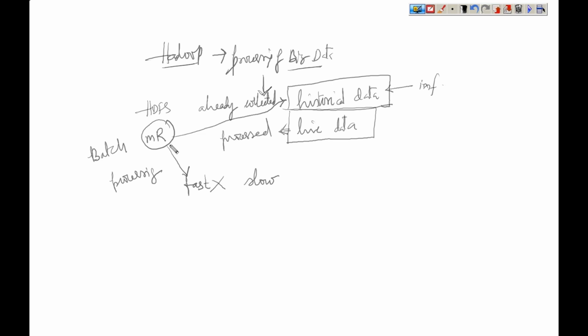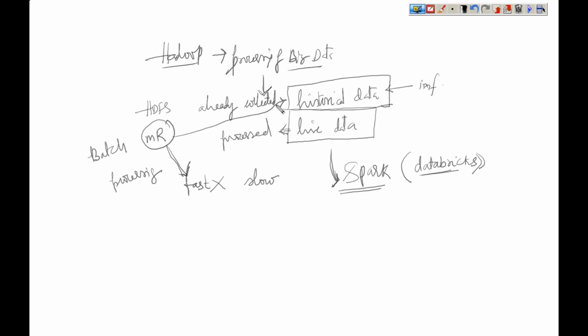To overcome this problem, in order to process live data, the big data world has come up with a new component called Spark. The developers of Spark, the founders of Spark, established a company called Databricks.